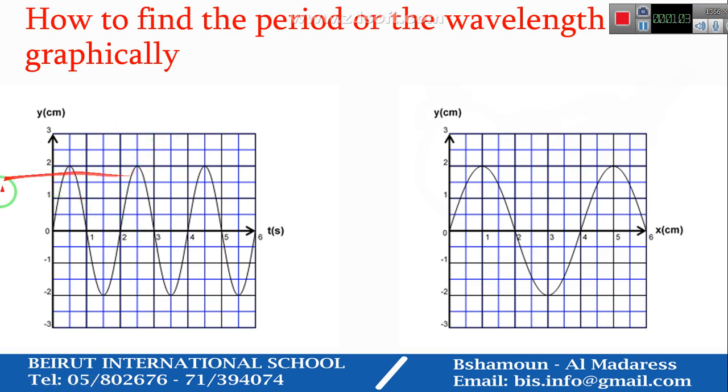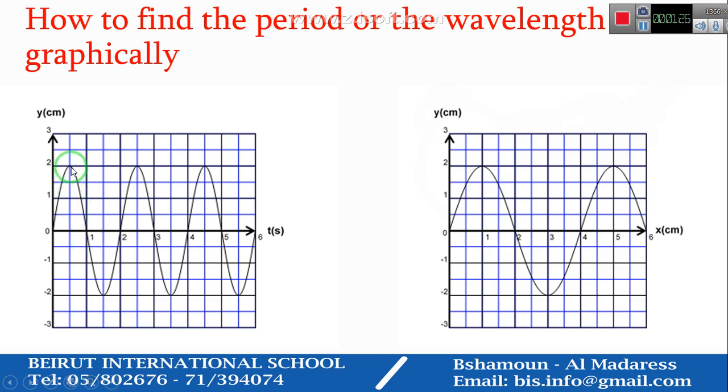For example, to measure the period using this wave, if we start from the point 0, the wave will end up at the point 2. So the period will be 2 minus 0, which is equal to 2 seconds. If we start at the point 1, the wave will end up at the point 3. So the period will be 3 minus 1, which is also equal to 2 seconds.